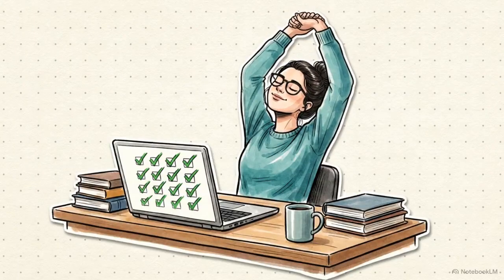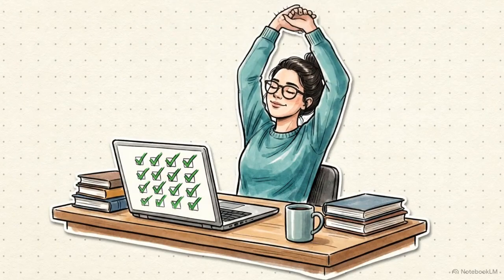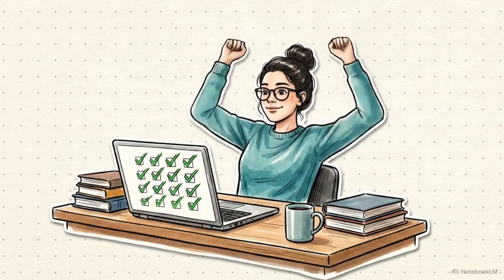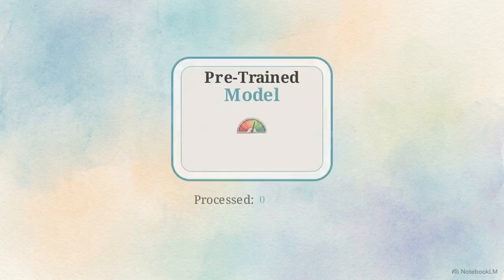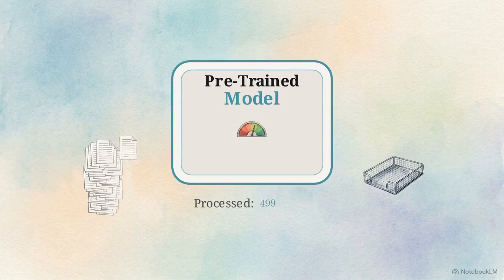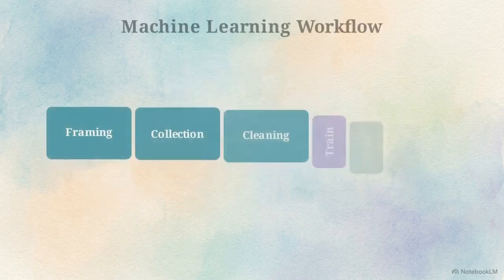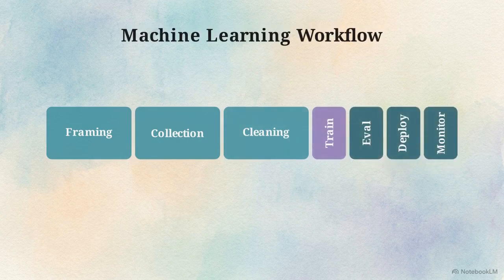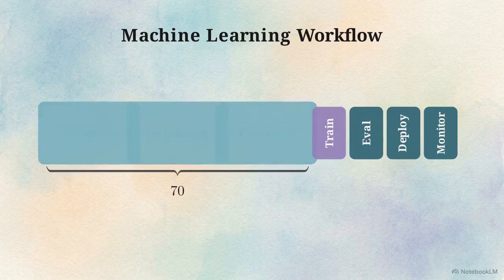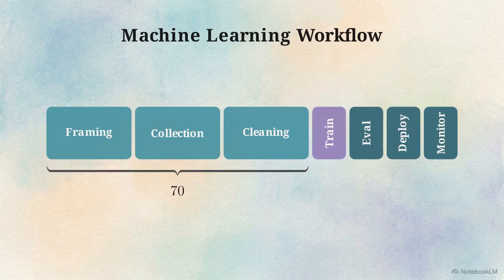By Thursday afternoon, the heavy lifting is actually done. Sarah didn't even have to build an algorithm from scratch. She pulled a pre-trained model that had already studied millions of sentences, and it processed all 10,000 reviews in about an hour. This chart shows the workflow of a real machine learning project. Beginners expect the algorithm to be the entire job, but in reality, 60 to 70% of the timeline is consumed by the first 3 steps: framing, collection, and cleaning.